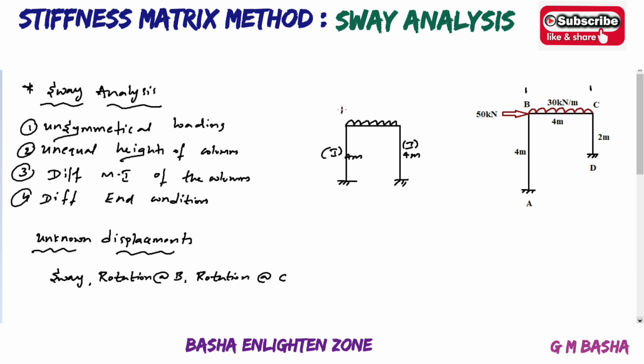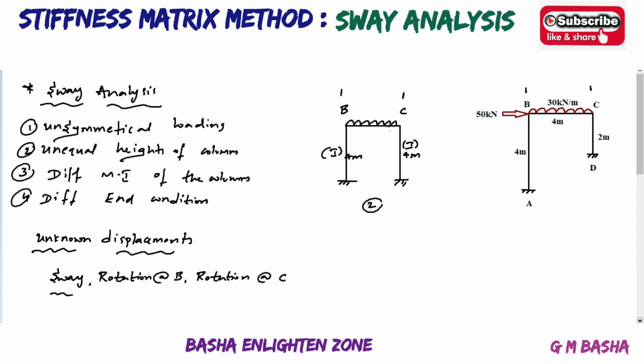But what are the unknown displacements here? Here you will get only two unknown displacements, one at joint B and another at joint C, that is, rotation at B and rotation at C. But in the sway case, there will be one more unknown displacement extra, that is the sway. So whenever sway comes, the first one will be sway, another one will be rotation at B, and another one will be rotation at C.